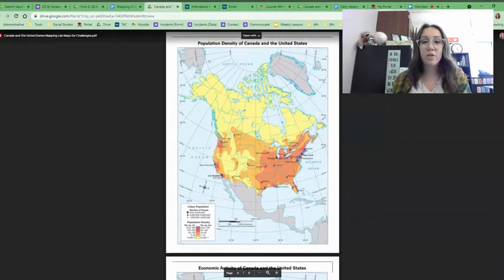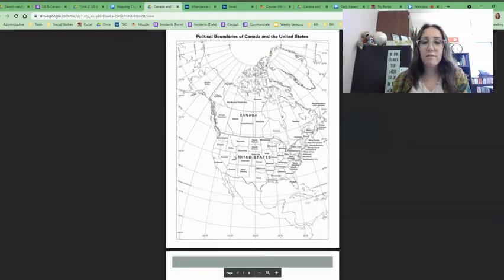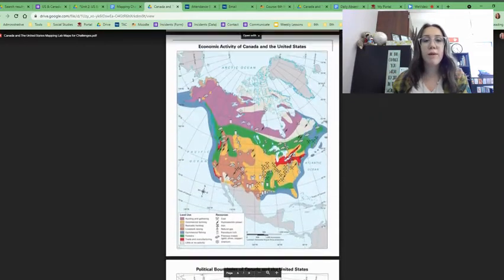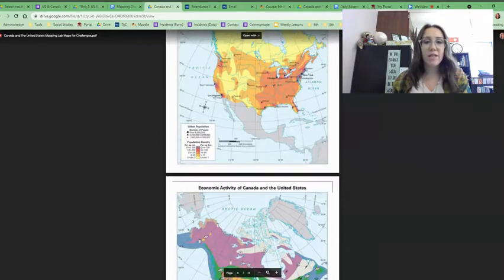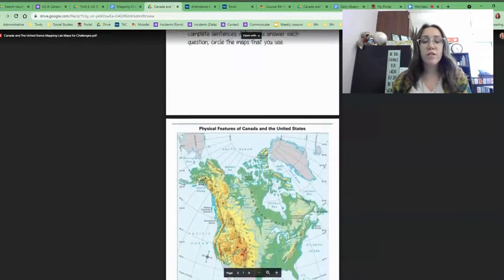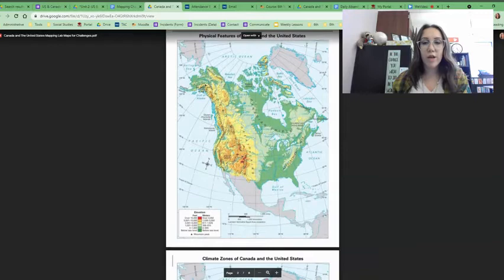You see the same lines of longitude and latitude. You see the same region. I still see the United States and I see Canada. All the same stuff. The difference here is that each one gives you different information. This gives political boundaries. This shows economic activity. This shows population density, so on and so forth. So let me give you a brief overview of each map so that way you know what you're looking at.